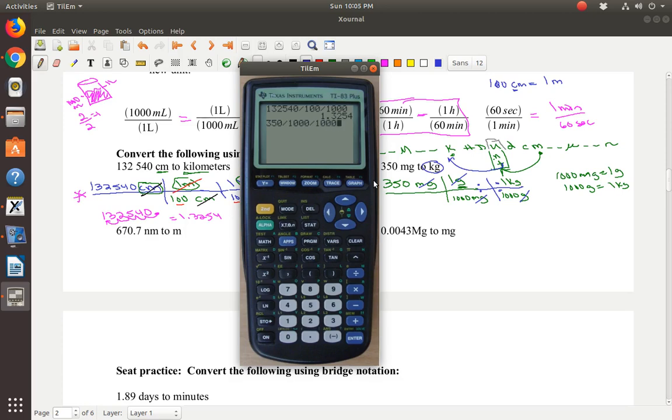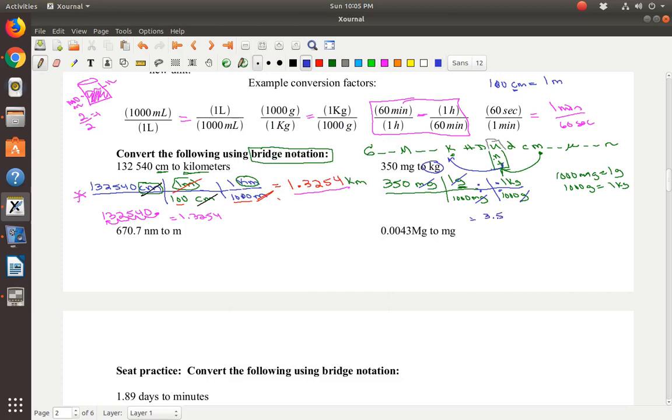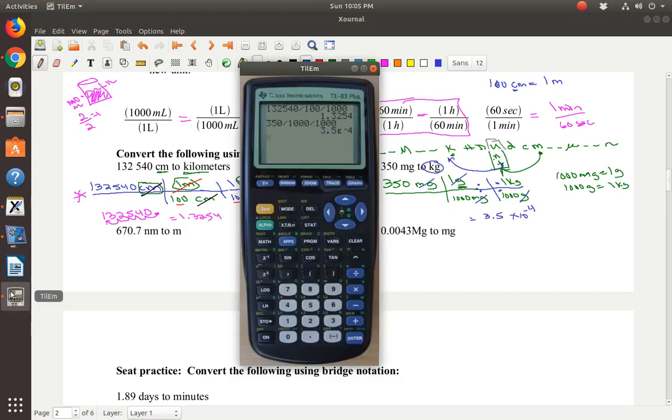Whoops, go back, I don't need that. There we go. Enter. 3.5 times 10 to the minus 4. So 3.5 times 10 to the minus 4. That's what the calculator said. Let's look at that again.